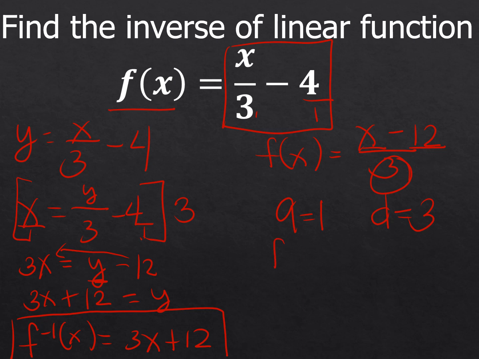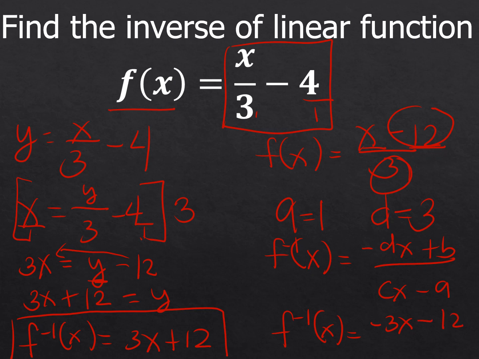Now, by applying the pattern f raised to negative 1 of x equals negative dx plus b over cx minus a, we will just simply substitute all the values. So it will become f raised to negative 1 of x equals negative d. Your d is 3, so it will become negative 3x plus b. Your b is negative 12, so it will become 3x minus 12 over cx. Since we have no cx in our given function, we won't do anything. Next, minus a. Your a is 1, so it will become negative 1.